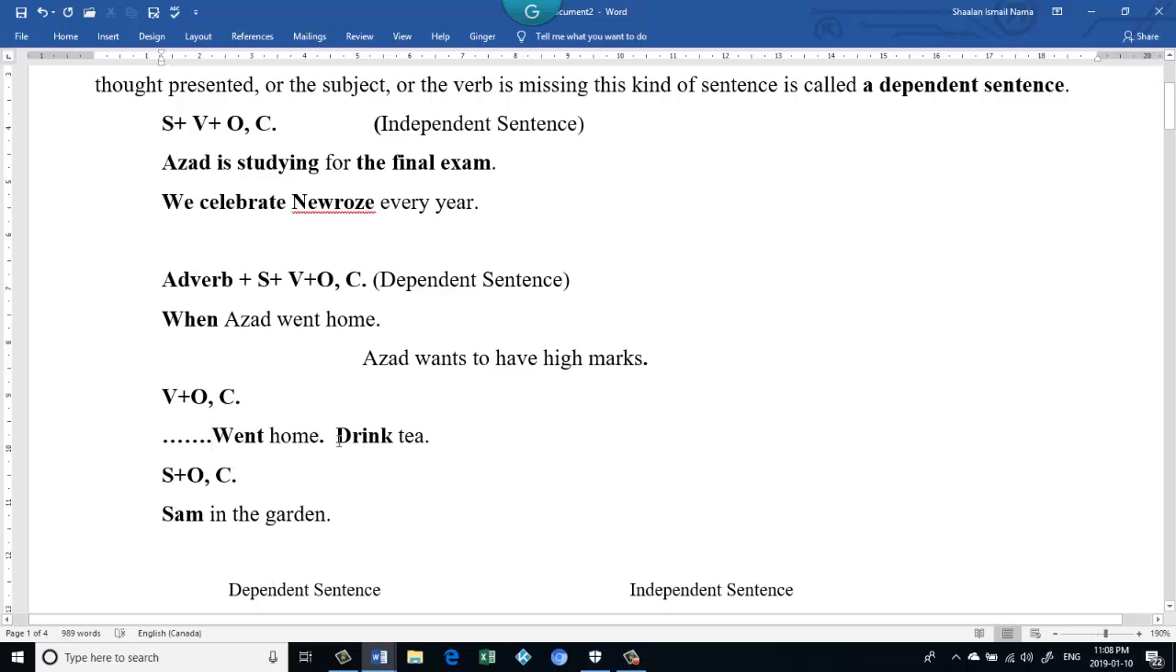If we go to the second sentence, drink tea. Who is drinking? We don't know. Are we talking to somebody, come and drink tea? We don't know. Then we're missing something here. In the front, there is no subject. Then we call this kind, when we're missing the subject, a dependent sentence. Same thing here, we have it.